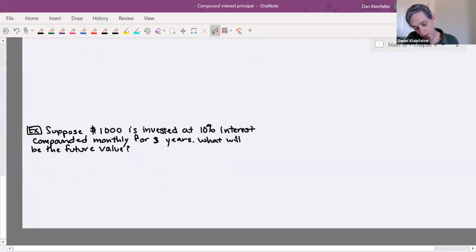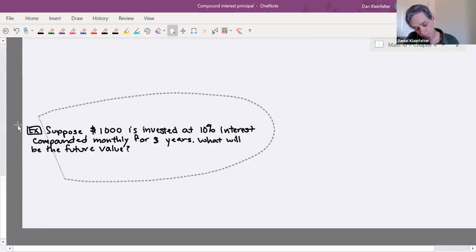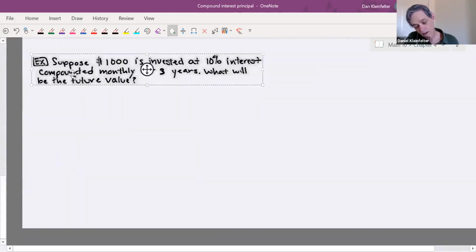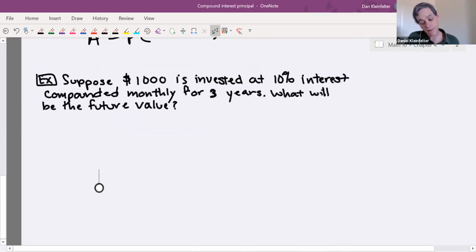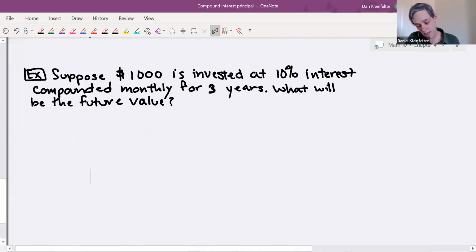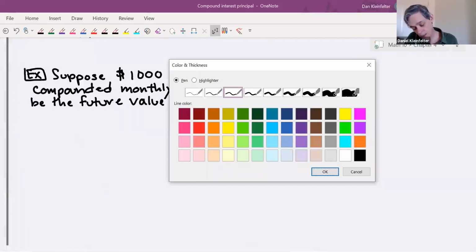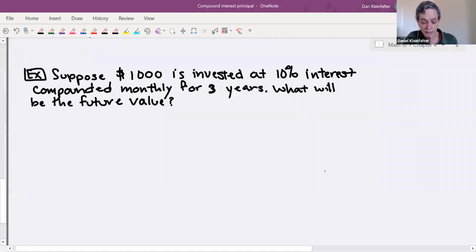So let's go back to our $1,000 10% interest problem and figure out the interest monthly. And we'll see what that future value is going to end up being. So let me first set up our calculation.